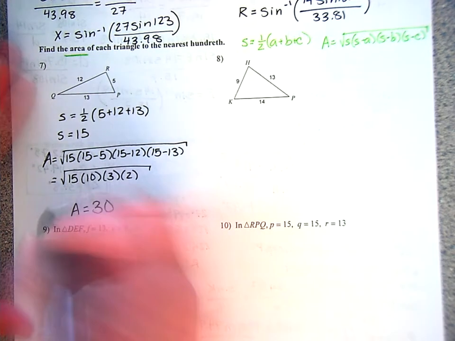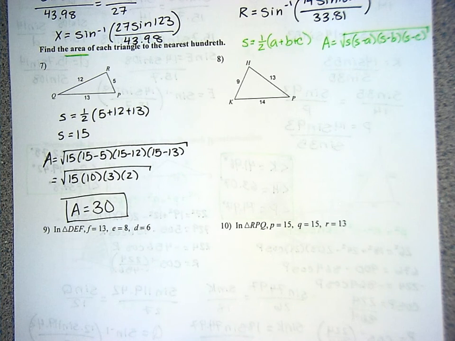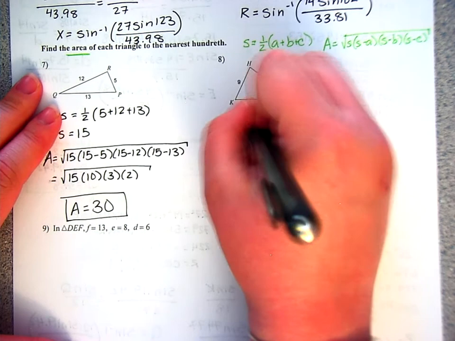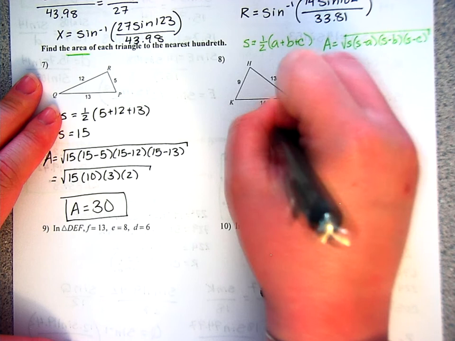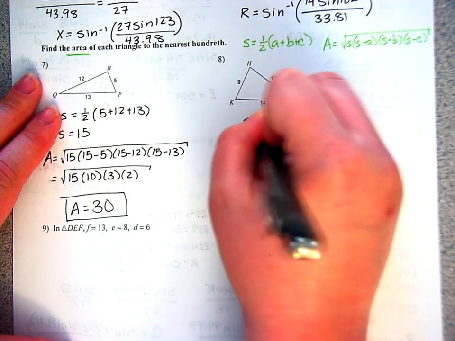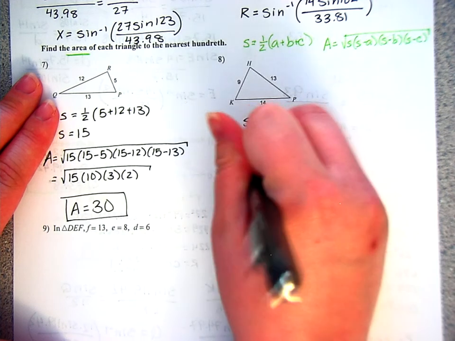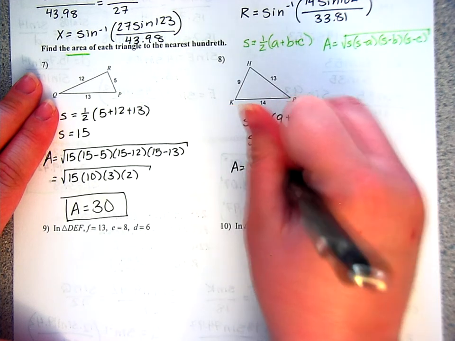Now we're going to do the same thing on number 8. Step 1, we have to find that semi-perimeter. So we have 1/2 times 9 plus 13 plus 14. That tells us that our semi-perimeter is 18. Now I plug into Heron's formula, so I'm going to have 18 times 18 minus 9 times 18 minus 13 times 18 minus 14.